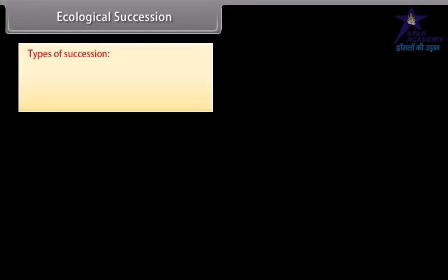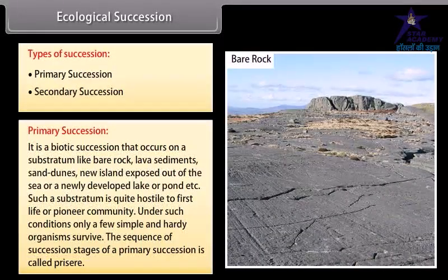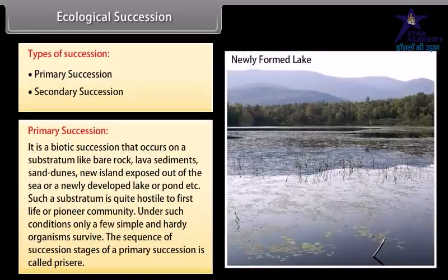Types of succession. There are two types of succession: primary succession and secondary succession. Primary succession. It is a biotic succession that occurs on a substratum like bare rock, lava sediments, sand dunes, a new island exposed out of the sea, or a newly developed lake or pond, etc. Such a substratum is quite hostile to first life or prior community. Under such conditions, only a few simple and hardy organisms survive. The sequence of succession stages of a primary succession is called prisere.